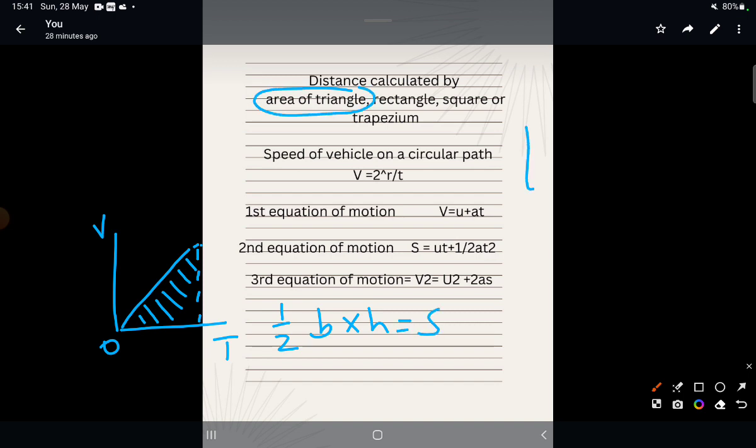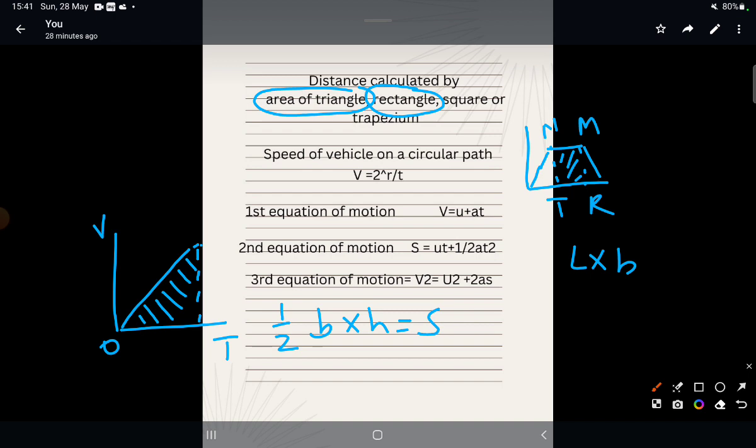Similarly, in the other graph, if it is found like this, the graph goes like this, and we have to find the distance here. Then it is NMTR. NMTR is a rectangle seen here. So we have to find the area of the rectangle, that is length into breadth.